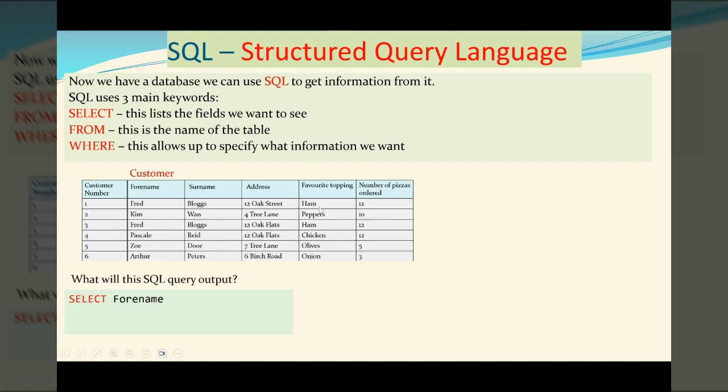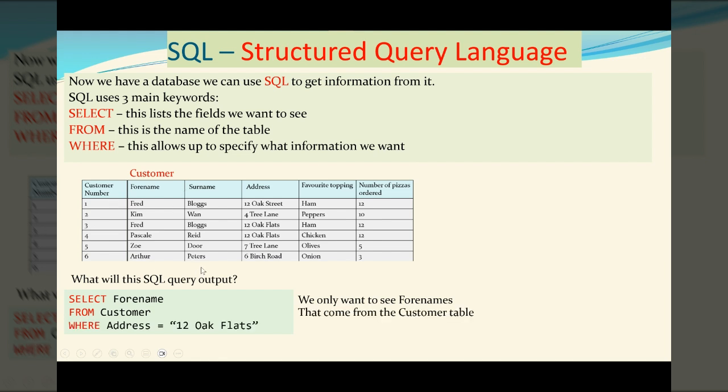Let's have a look at an example. So we've got select forename. So we only want to see the forenames from customer. So it's our customer table, where address equals 12 Oak Flats. So we're only going to see the forenames of the people that live at 12 Oak Flats. So at this point, I would say pause the video, have a think, write down what you think is the answer, and then play the rest of the video and we can see how you got on.